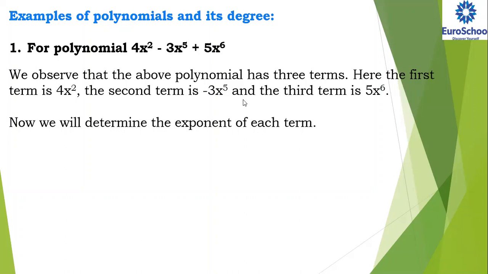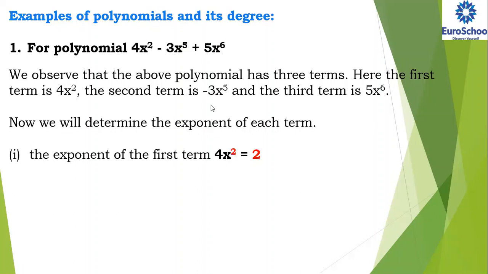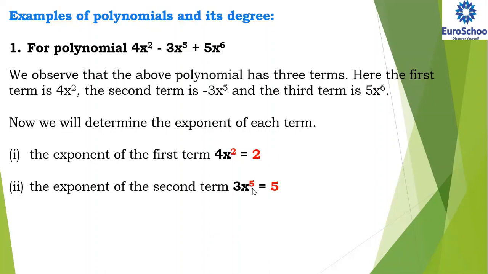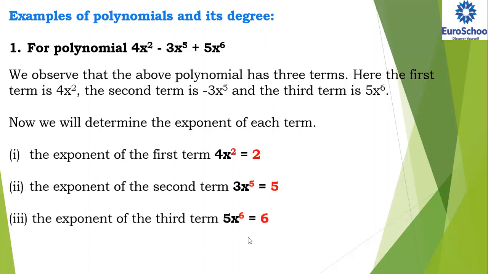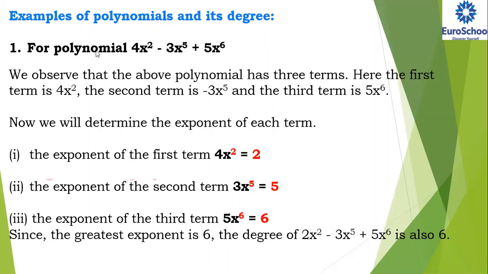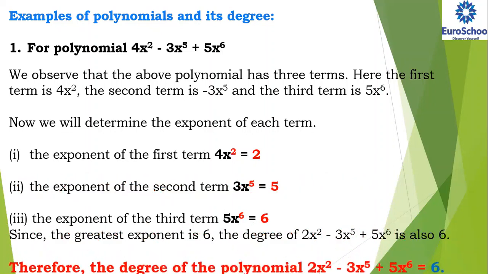Now we'll determine the exponent of each. Exponent means power. For the first term, the power is 2. For the second term, the power is 5. For the third term, the power is 6. So what is the highest now? The highest power is 6. So the degree of the polynomial is also 6. Therefore, the highest power is called the degree.